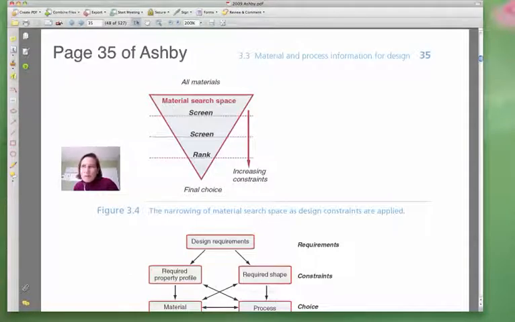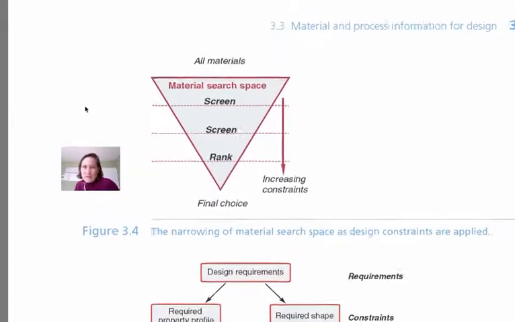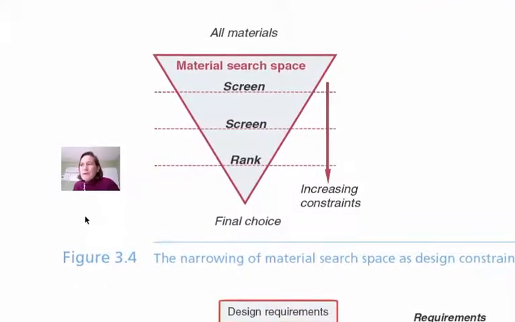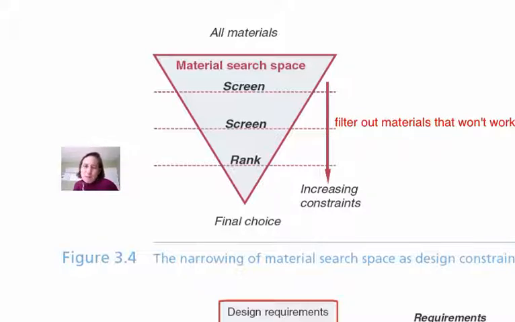Figures 3.4 and 3.5 on page 35 of Ashby indicate how the process of selecting materials might work. So in figure 3.4 you see that you start with all the materials that are available, and you narrow the space of materials that you might choose for the design down to your final choice through a series of screening operations where you filter out materials that don't work.